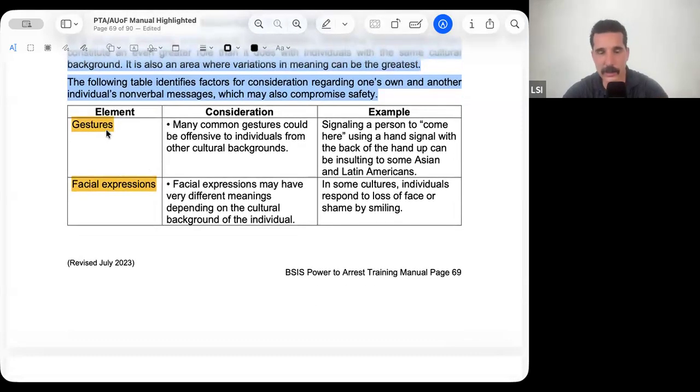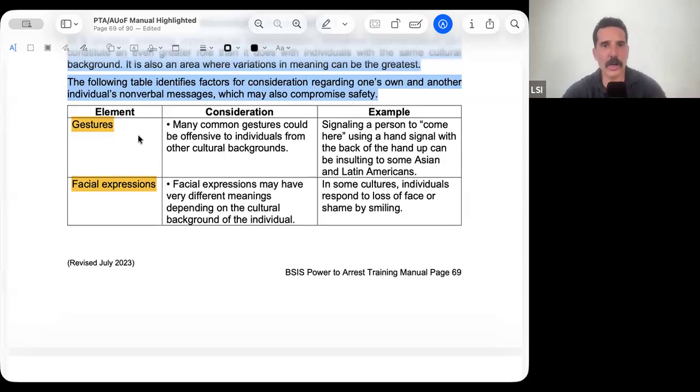You're going to highlight the elements, which are gestures and facial expressions. So many common gestures could be offensive to individuals from other cultural backgrounds. So some American gestures mean very different things in other cultures. All right, signaling a person to come here using a hand signal with the back of the hand up can be insulting to some Asian and Latin Americans. So the way they summon people is different, or signal people to come.